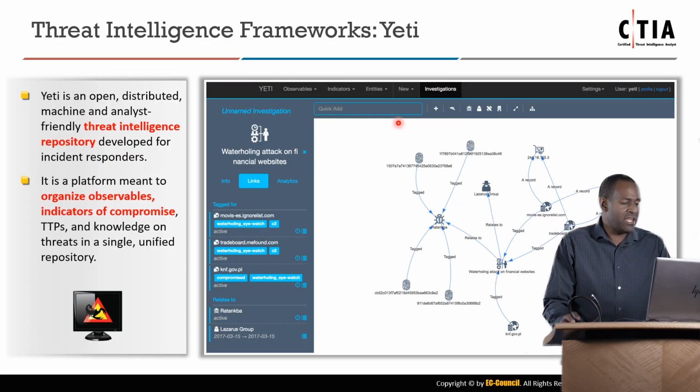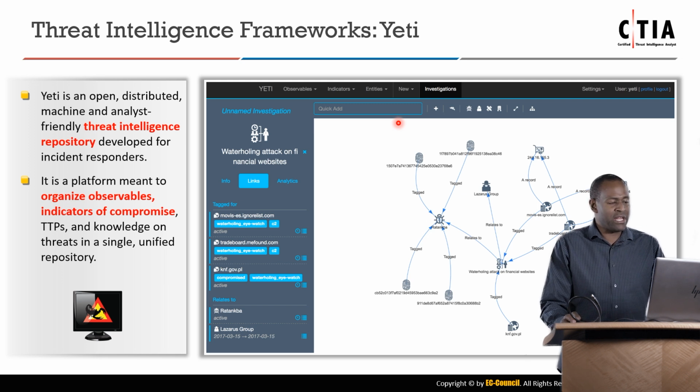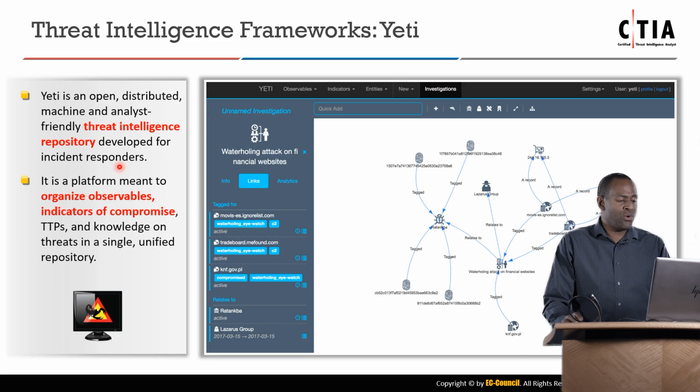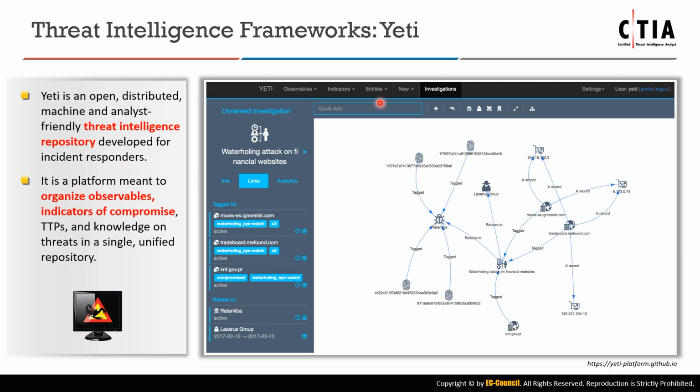This is one that I've used before, Yeti: an open source, distributed, machine and analyst-friendly threat intelligence repository developed for incident responders. And what does it do? Well, it organizes all your observable indicators of compromise, TTPs, and knowledge of threats into a single unified repository. It has a very nice programmatic backend, very well done automation, and as you can see, a very nice graphical front end. So Yeti is yet another tool.